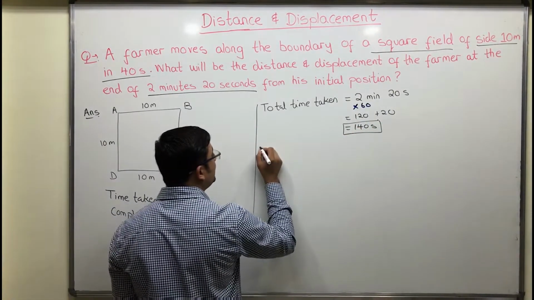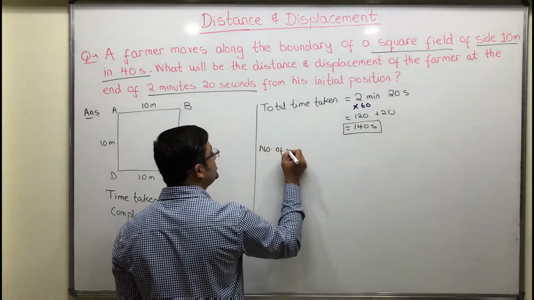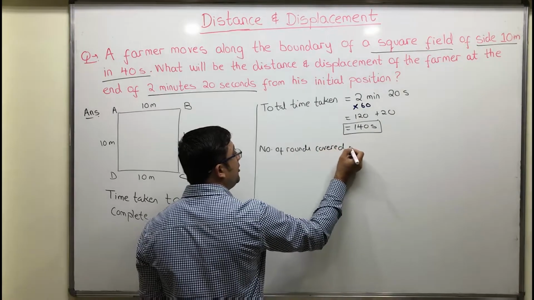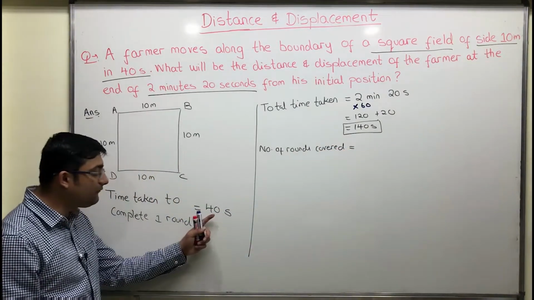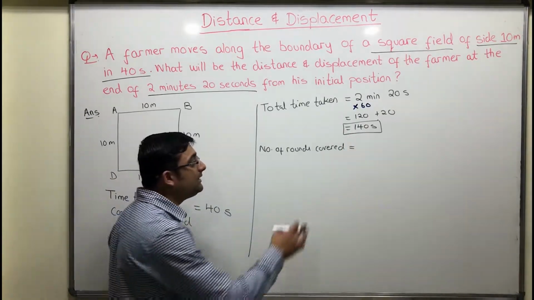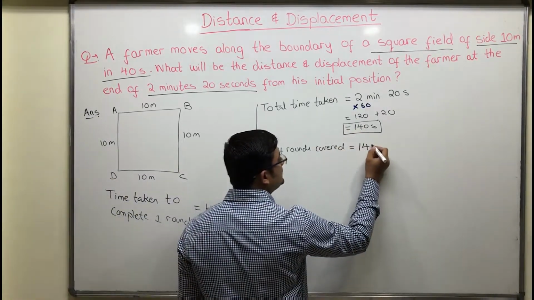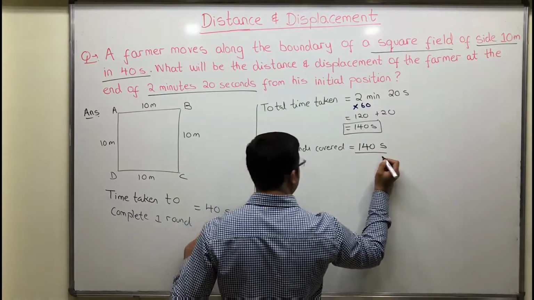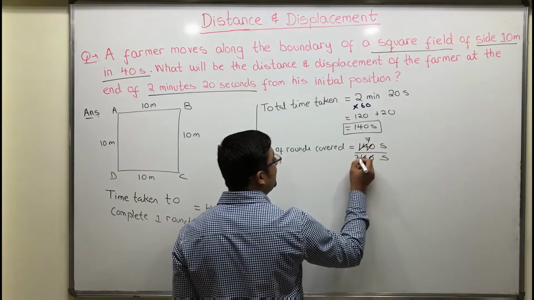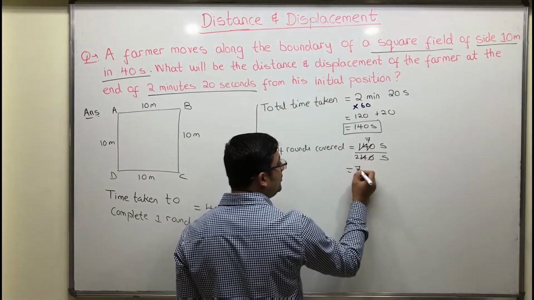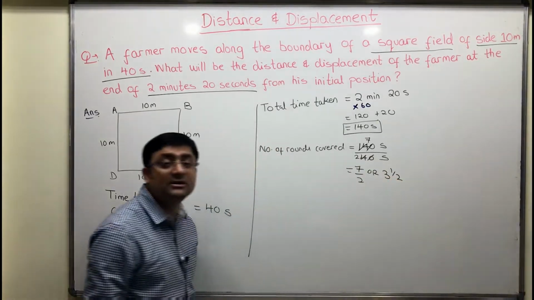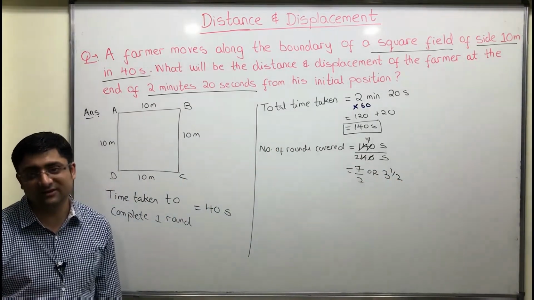So let's find the number of rounds. So number of rounds covered by the farmer. How do you find number of rounds covered? See, in 40 seconds, you complete one round. So in 140 seconds, how many rounds will you complete? Total time, 140 seconds, divided by time taken for one round, that is 40 seconds. 0, 0 cut, by 2, 7 by 2. So basically 7 by 2, or we can also write this as 3.5. So basically the farmer is completing 3.5 rounds in the given time interval.